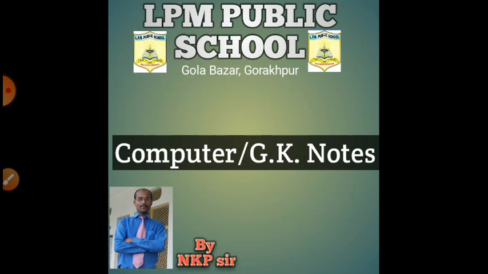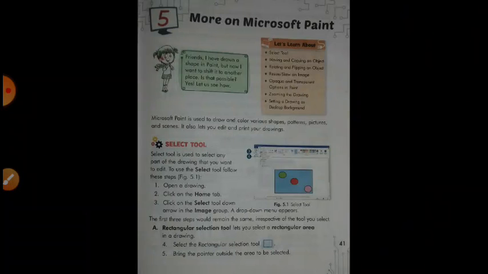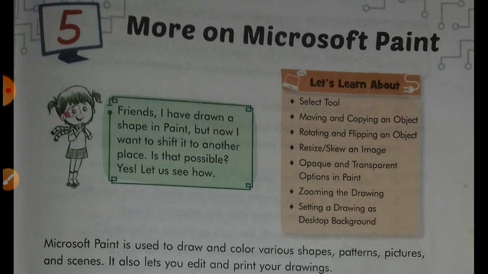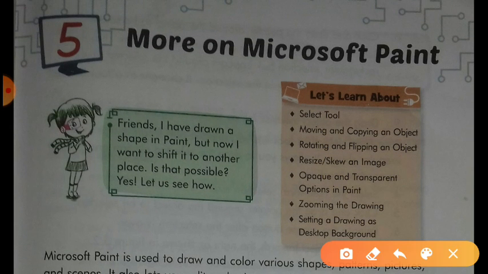Today I am going to explain chapter 5. The chapter name is More on Microsoft Paint. Everyone open chapter 5, page number 41. Okay, let us start. Dear students, this is chapter 5 and the chapter name is More on Microsoft Paint.